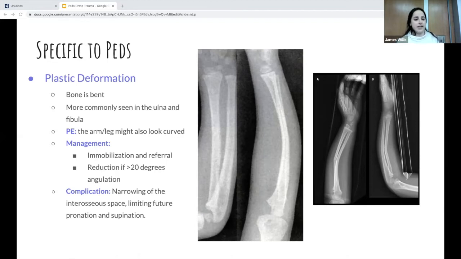In terms of management, you can do immobilization and referral to ortho, but if the angulation is more than 20 degrees, then these patients need a reduction, because a known complication is narrowing of the interosseous space, which is going to limit the pronation and supination of the patient.